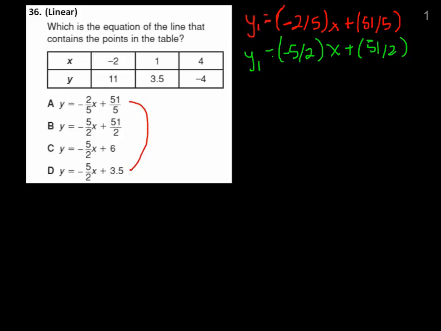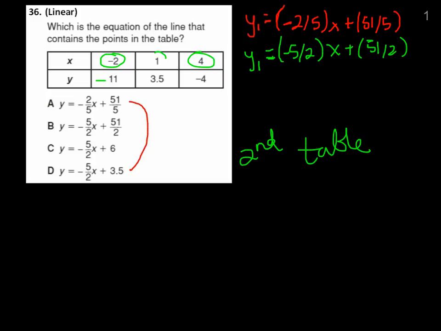Now we can keep going with that forever and ever and ever if we want. Okay, so that's one of our methods of doing that, and we go to second table, which is right above graph, and we'll see which one of these has when x is -2, y is 11. When x is 1, y is 3.5. When x is 4, y is -4.